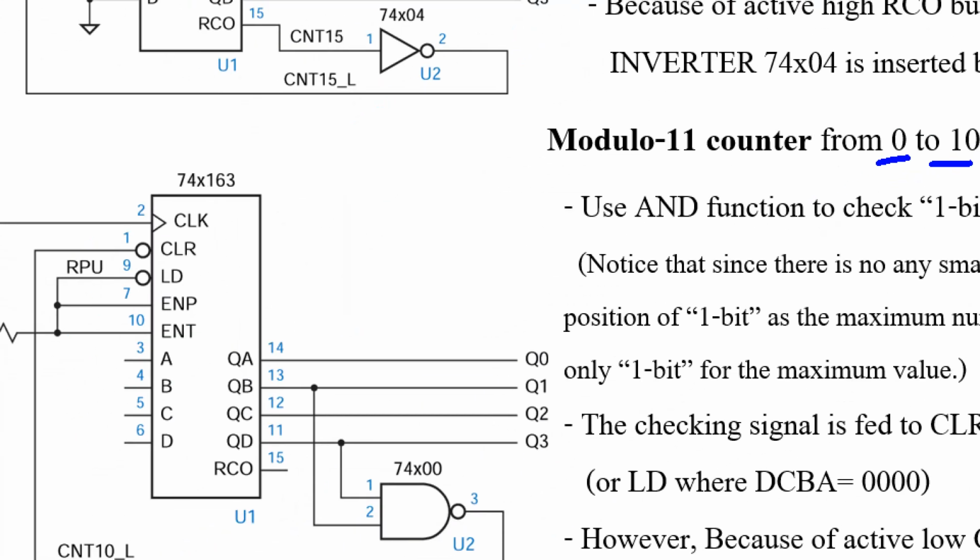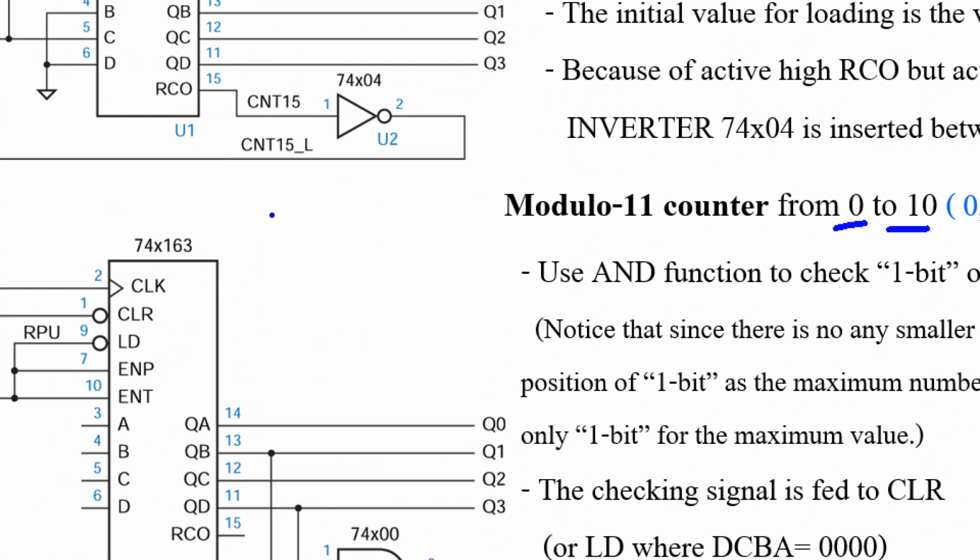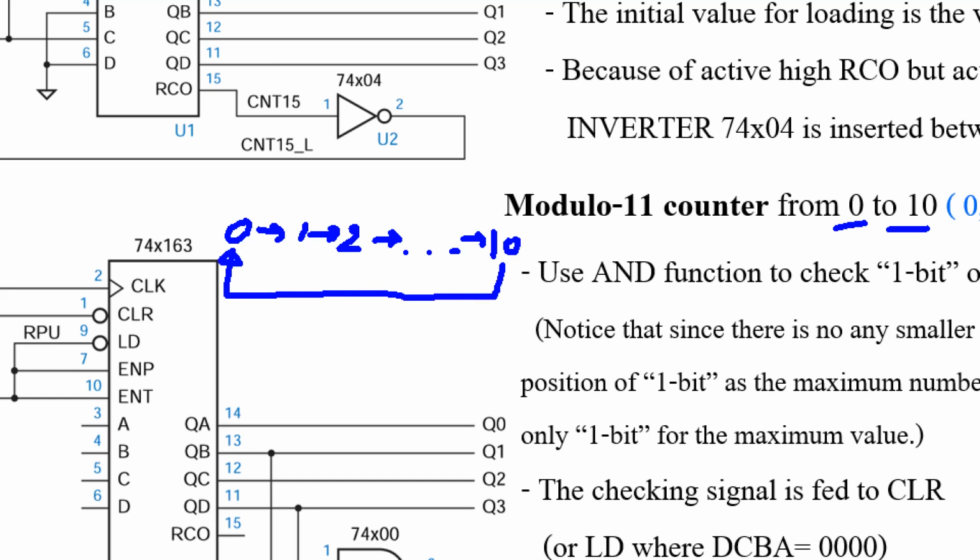Okay, you can do something like this, right? For 0 to 10, that means it's a 0, when clock tick, change to 1, clock tick change to 2, and so on, right? Until 10. When it becomes 10, when clock tick, now I want back to 0. Not continue to 11 and so on. I want to count up to 10 and then back to 0 again.